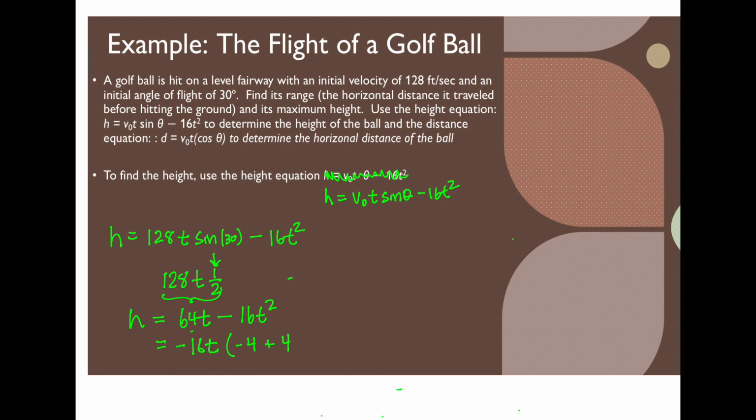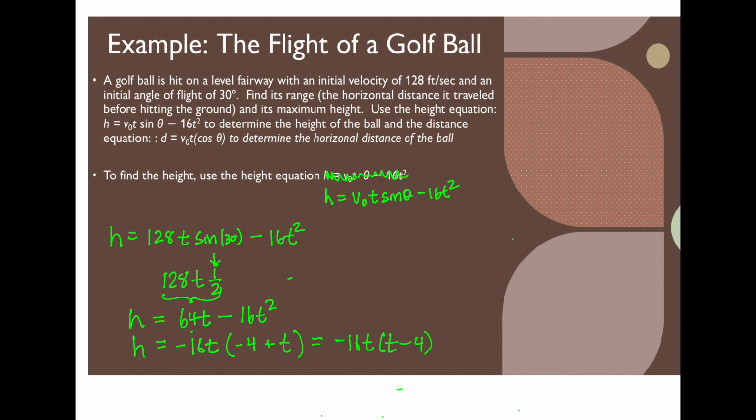Nope, that's not 4 anymore. That's just t. In other words, negative 16t multiplied by t minus 4. This would be that equation, just written differently. But I can tell two things. Like, for example, this is my height equation.